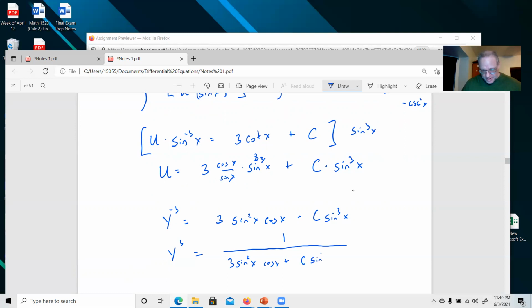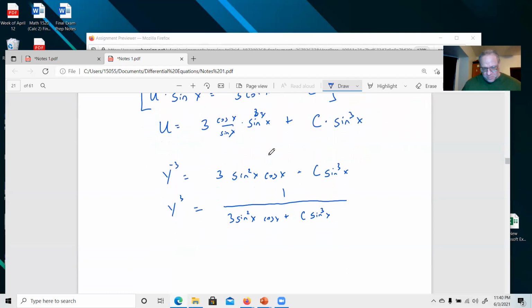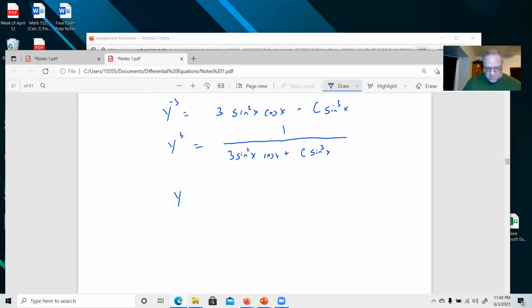Plus c sine cubed x, and then what we're going to do finally is y is equal to, see all these crazy trig equations that we gave you, like in pre-calc, when I said solve this stuff, I'm like, here's your chance.